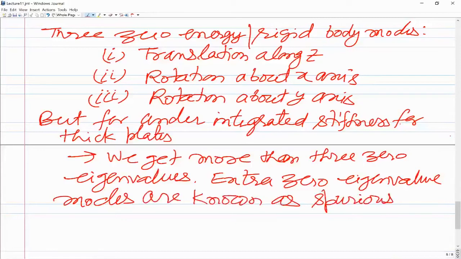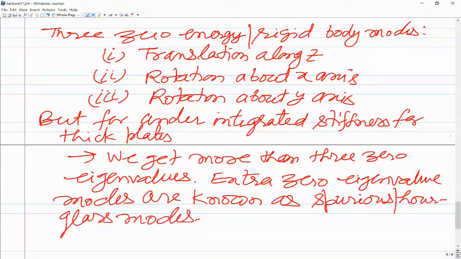So they are not correct. So that is why they are spurious hourglass modes. This terminology you will also find in many of the plasticity problems and incompressible elasticity problems.